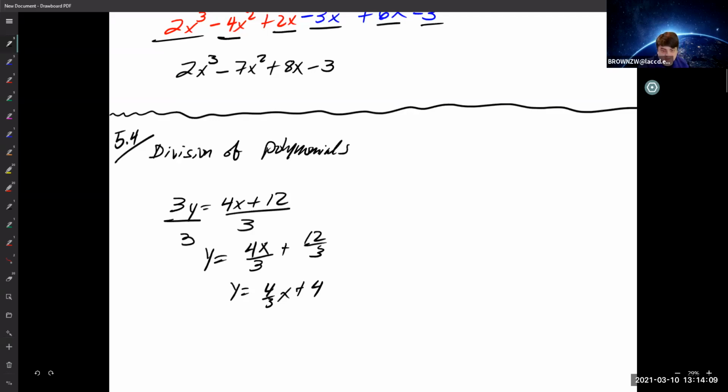So if we have something like 15x squared minus 12x plus 6 all over 3x, if this is my first division, what we're just going to do is break this up into each individual division because we just have a single term in the denominator. So we have 15x squared over 3x minus 12x over 3x plus 6 over 3x.